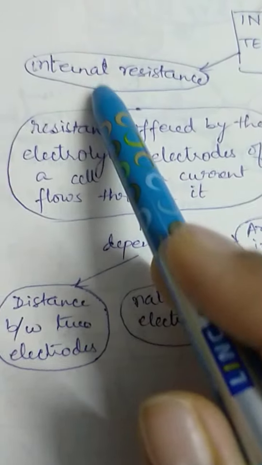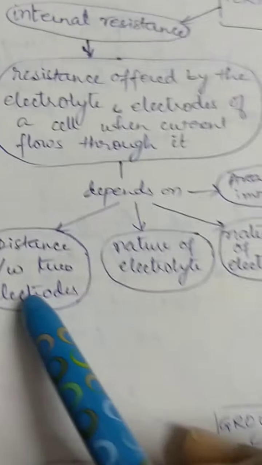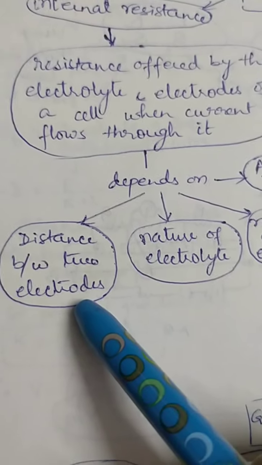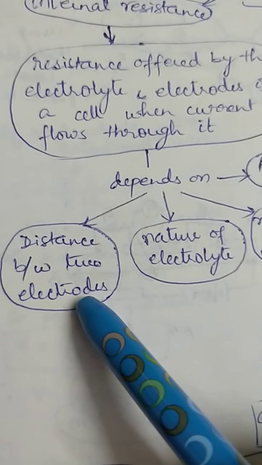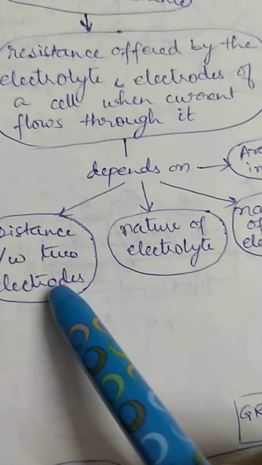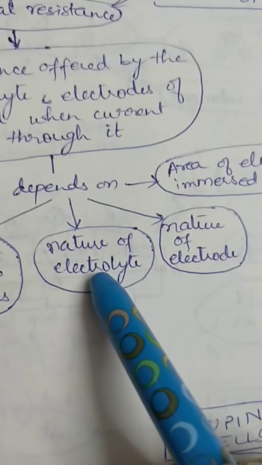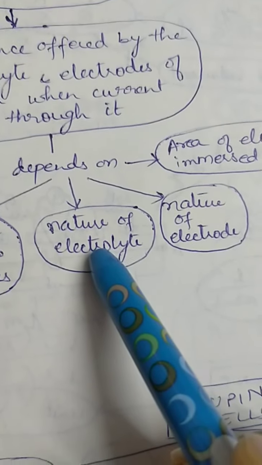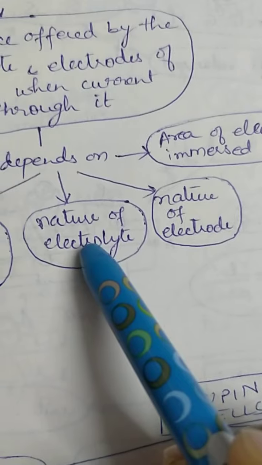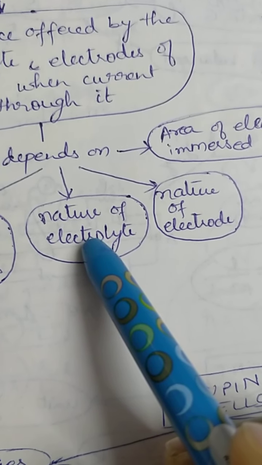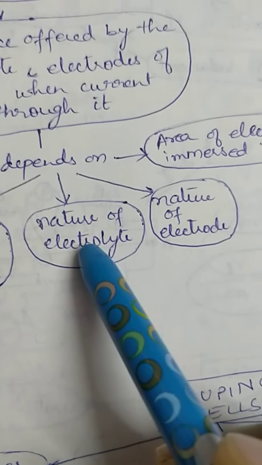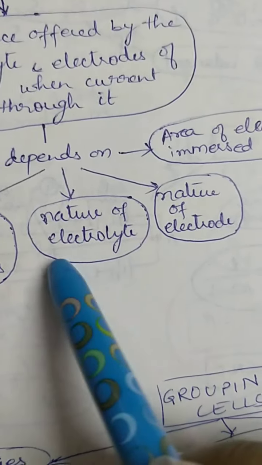Now, what are the factors on which it depends? It depends on four factors. First, the distance between the two electrodes: the more the distance between the two electrodes, the more the internal resistance. Second, the nature of the electrolyte, what kind of electrolyte you are using. The ions in the electrolyte are positive and negative, so the size of the ions and the mass of the ions do matter.